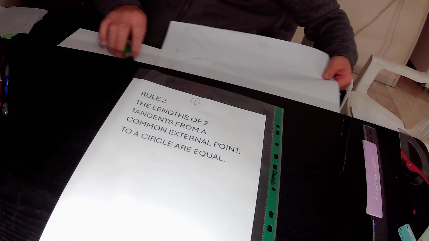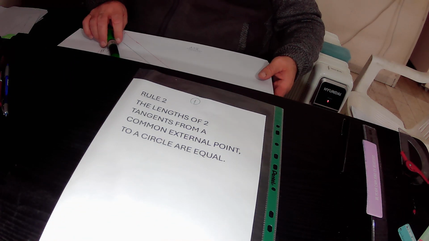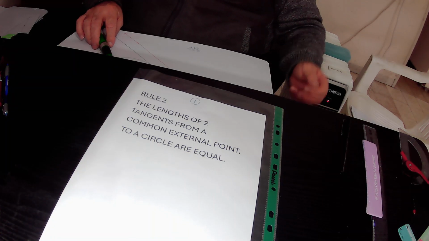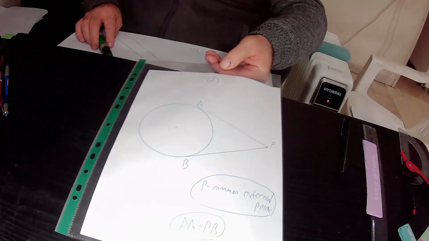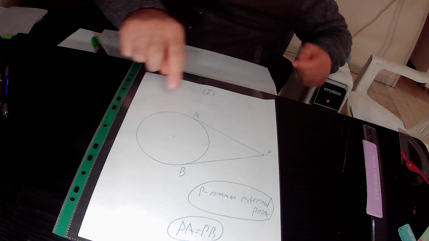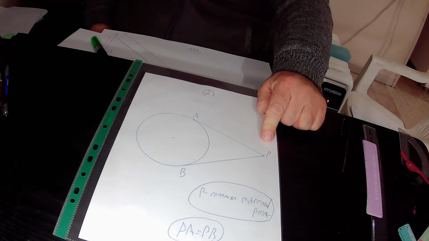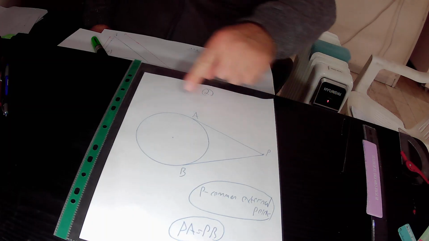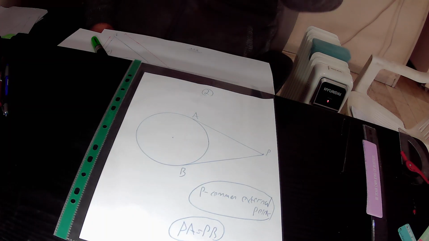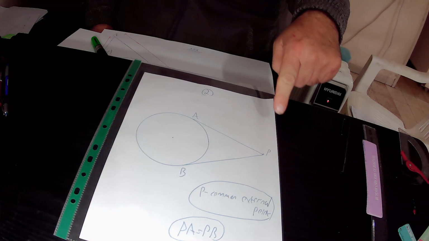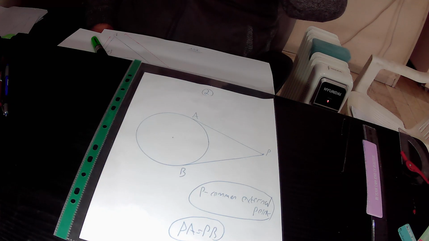According to rule 2, the lengths of two tangents from a common sum point to a circle are equal. In the drawing, we have a circle. This is the common sum point P. From this common sum point P, we have two tangents to this circle, tangents PA and PB. And according to rule 2, they are equal to each other. That is to say, PA equals PB. So we can actually implement rule 2 in our drawing.